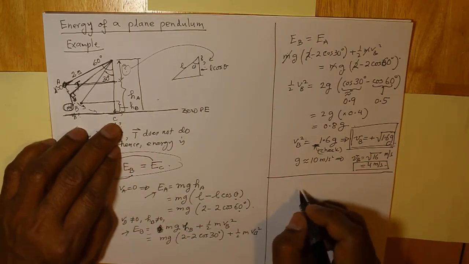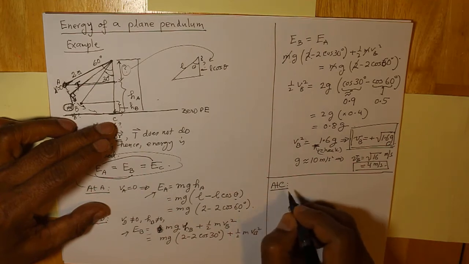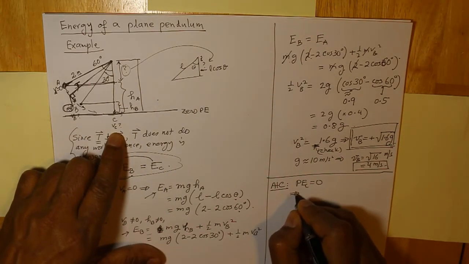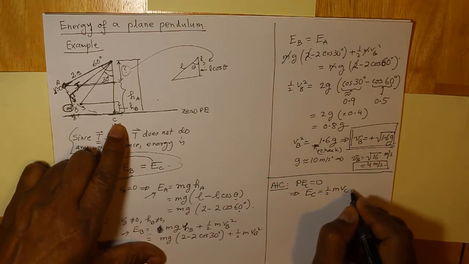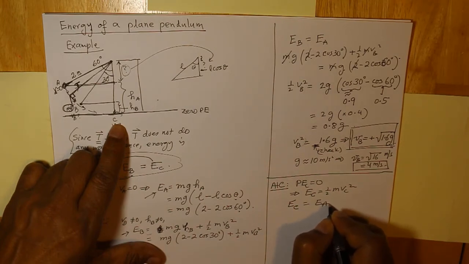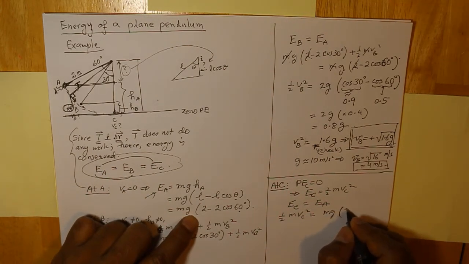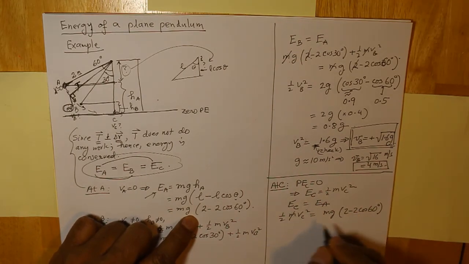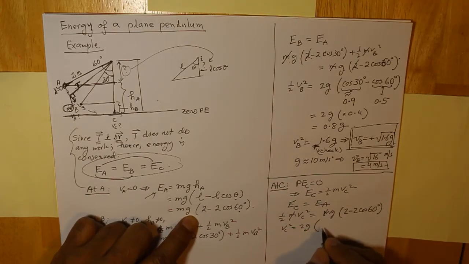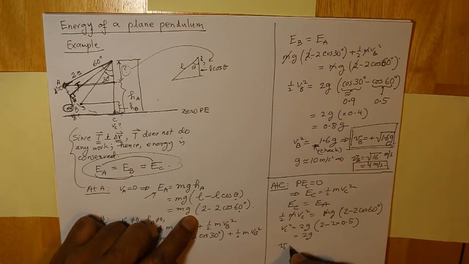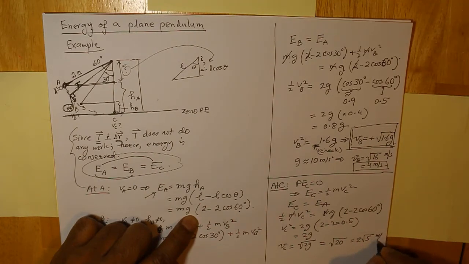Okay, how about EC? At C, I don't need to worry much because potential energy at C is 0, because HC is 0. That just means energy at C is just half m vC squared. So EC equals EA just gives me half m vC squared equals mg times 2 minus 2 cosine 60 degrees. So again m cancels out. vC is equal to the square root of 2g times 2 minus 2 times, this is going to be exactly half, so this is 1, which is 2g. So vC is equal to the square root of 2g, which, taking g to be 10, is the square root of 20, and this is going to be 2 square root of 5 meters per second.